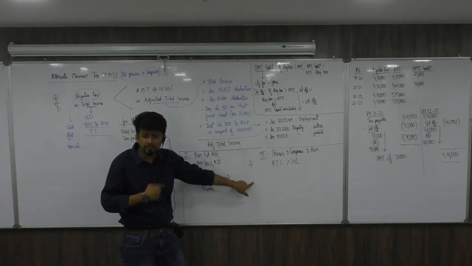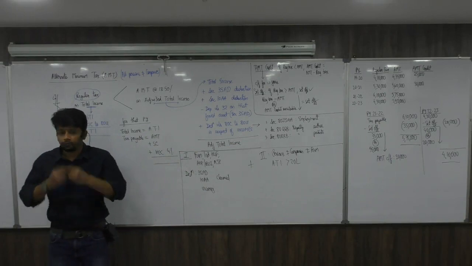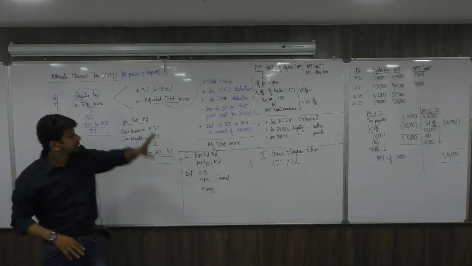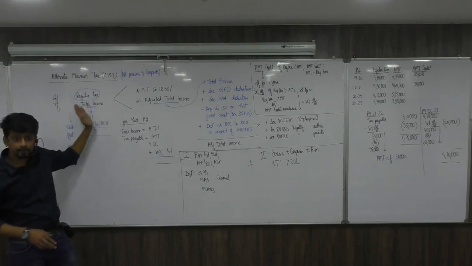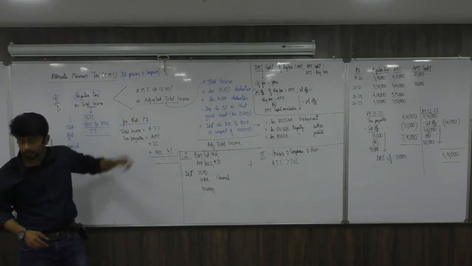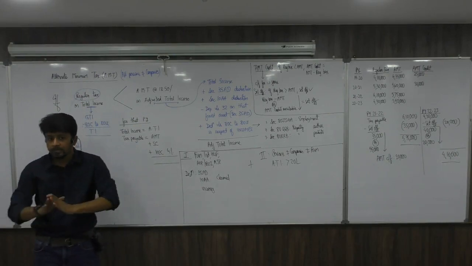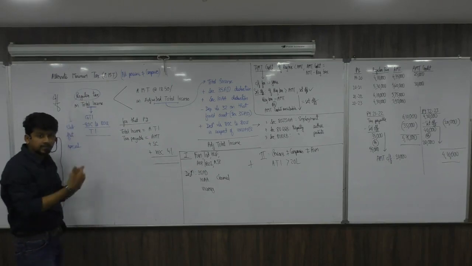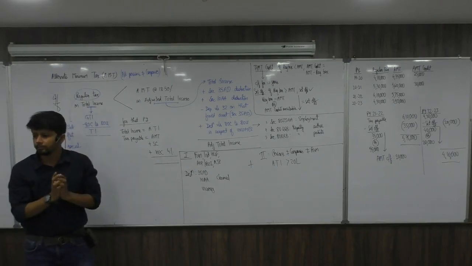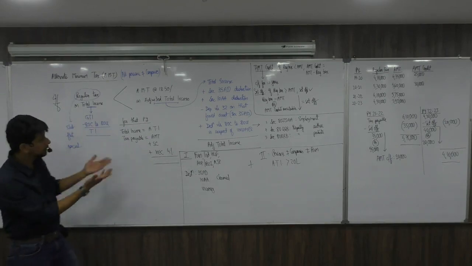And my adjusted total income is 7 lakhs. So for you, this chapter is applicable. You will do two calculations, regular and AMT. For me, this chapter is not applicable. AMT does not apply. I will only be doing the regular calculation and pay tax. Yes. Frankly, did you understand? You sure? Take your photos.